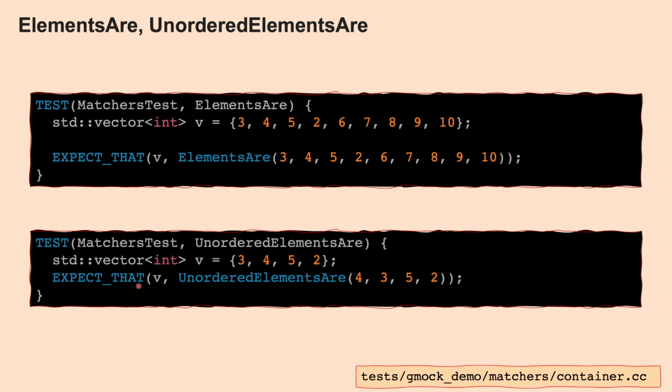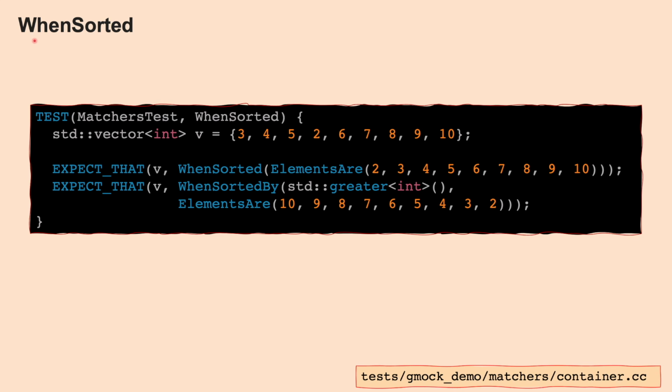Or equivalently, you can say expect that there is a permutation of these numbers that match the elements of V. Up next, when sorted. Suppose I have my vector V defined like this, then I can say expect that V, when its elements are sorted, the elements are 2, 3, 4, 5, 6, and so forth. This is useful when you want to check the elements inside a container after sorting.